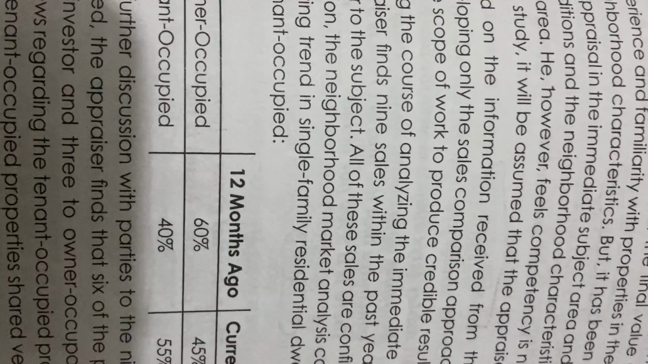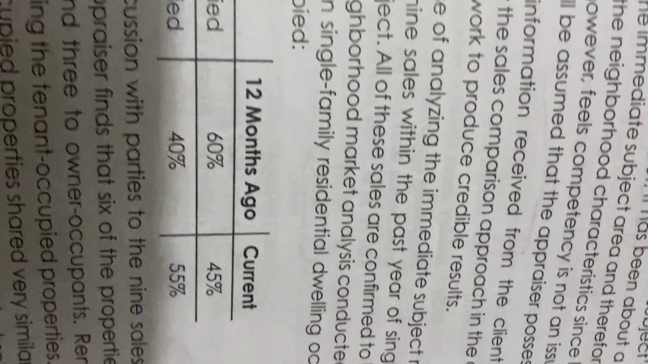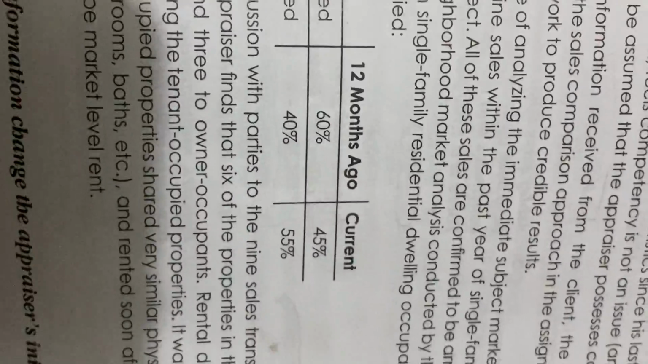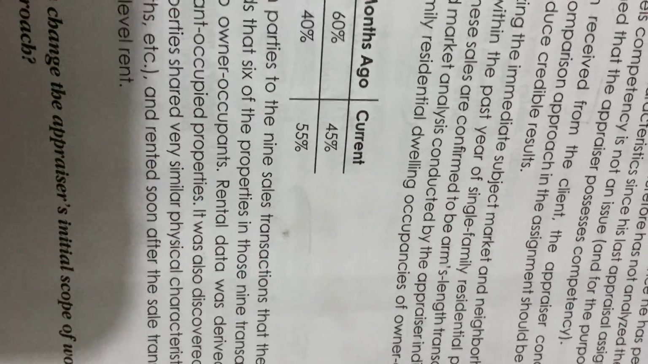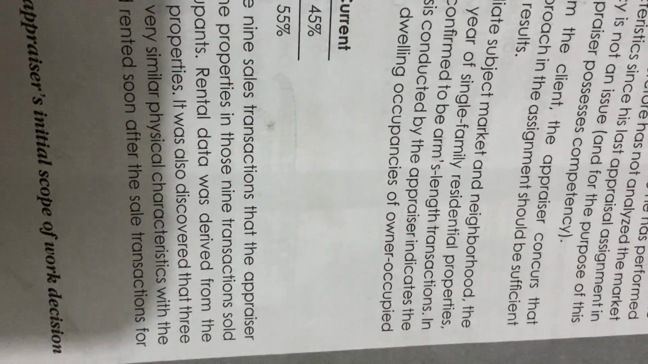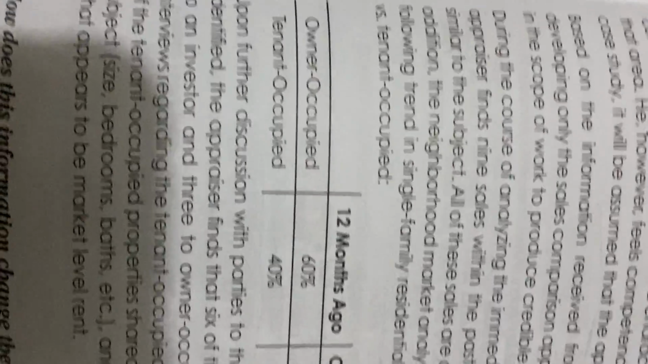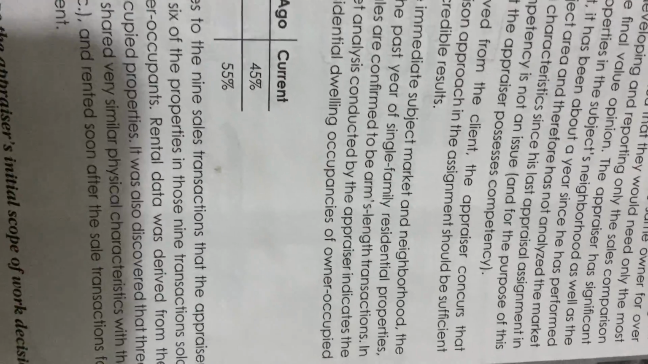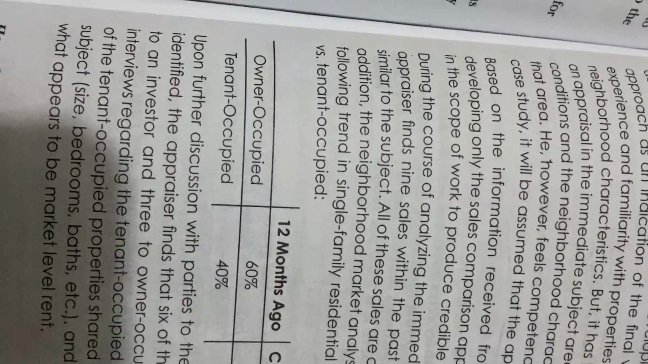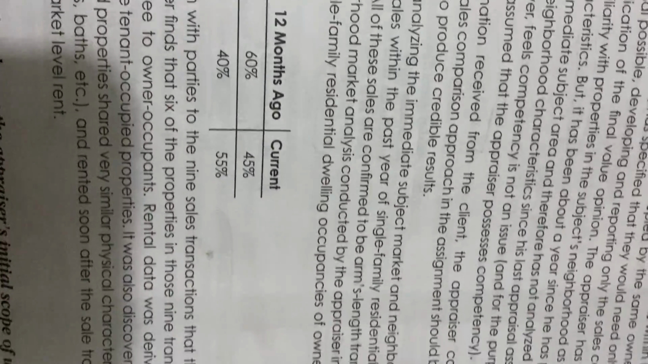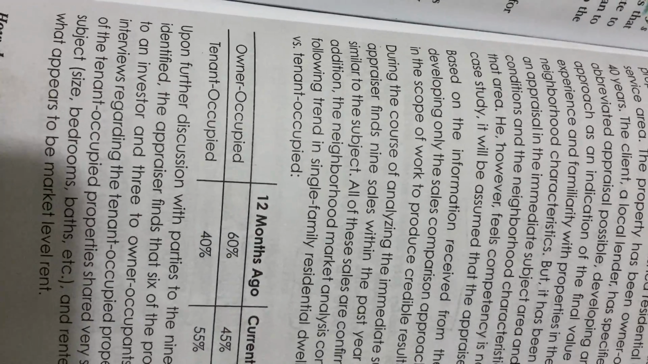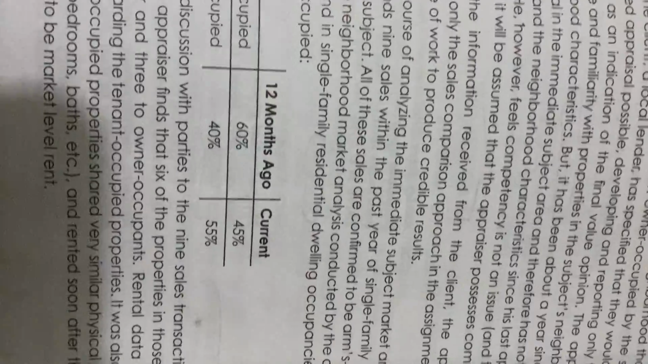Owner-occupied, 12 months ago, 60%. Tenant-occupied, 40%. Current, owner-occupied, 45%. Tenant-occupied, 55%. Upon further discussion with parties to the 9 sales transactions that the appraiser identified, the appraiser finds that 6 of the properties in those 9 transactions sold to an investor and 3 to owner occupants. Rental data was derived from interviews regarding the tenant-occupied properties.